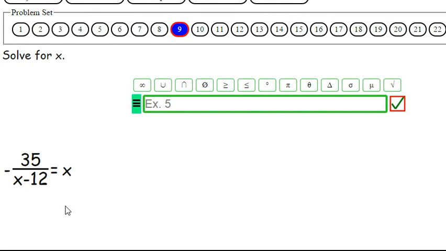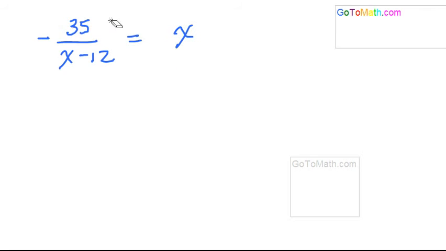So we have negative 35 over x minus 12 is equal to x. Did we not just do this problem? Oh, there's a minus down here instead of a plus. Okay. Let's see how that changes things. So 12 is equal to x. Alright, and once again, not thinking ahead.